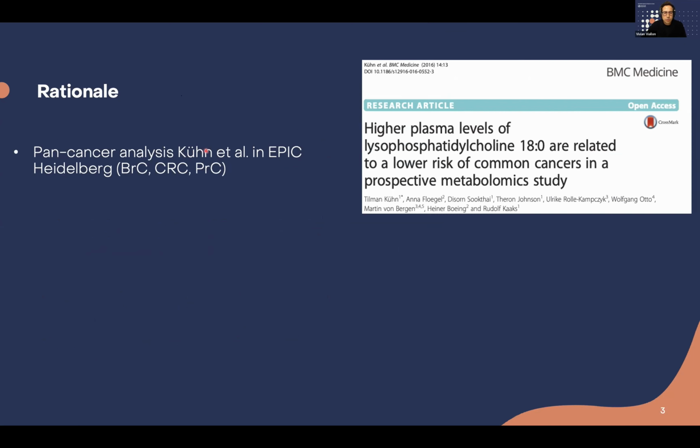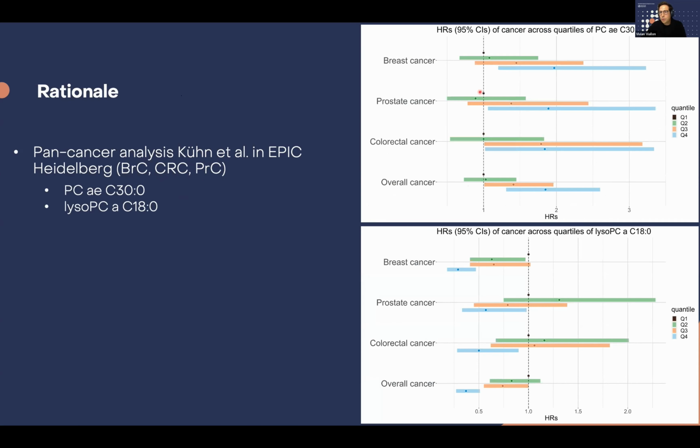In particular, Kuhn and colleagues performed a pan-cancer analysis in the EPIC Heidelberg study, where they analyzed the association between metabolites and three cancer types: breast cancer, colorectal cancer, and prostate cancer. And what they observed, for example, for this particular phosphatidylcholine, was that the trend of the association across the different quantiles was very similar for the three cancer types they considered.